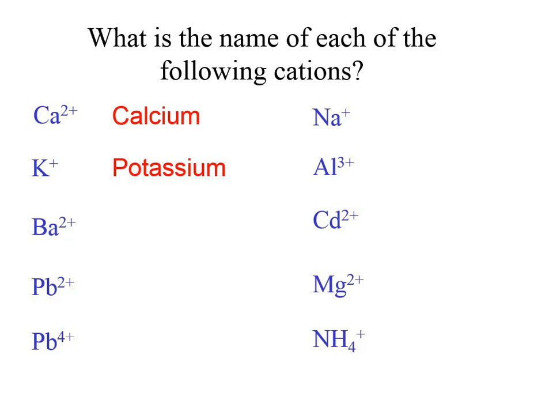How about Quade? Barium +2. Do we use Roman numerals or not? No, because it's in the second column. Perfect. No Roman numerals. And see, this is where I run into students on your test. You'll maybe get in a hurry. Okay, find these things on the periodic table.